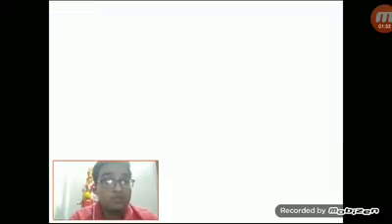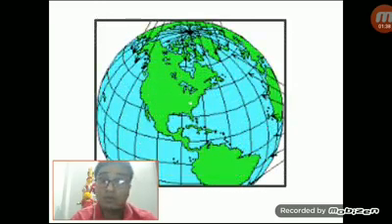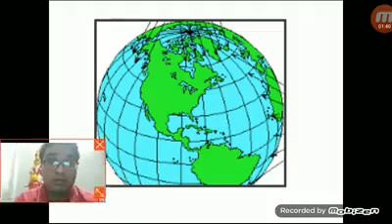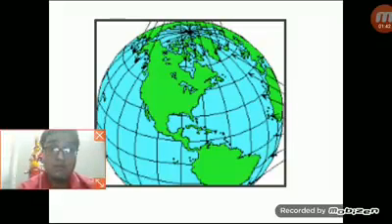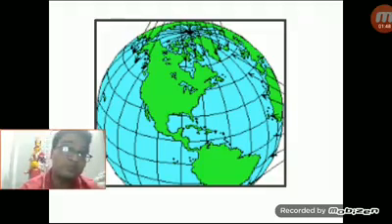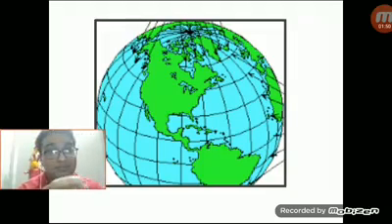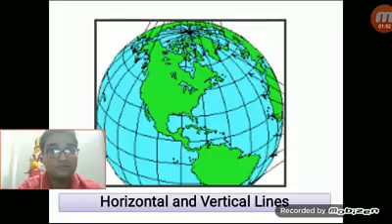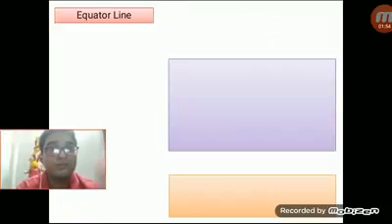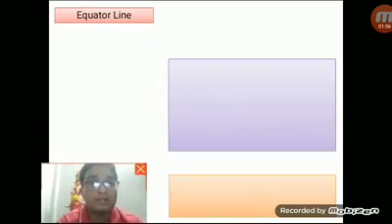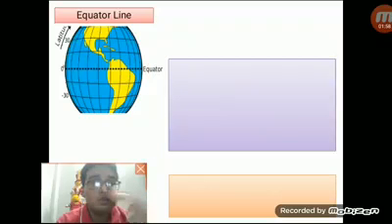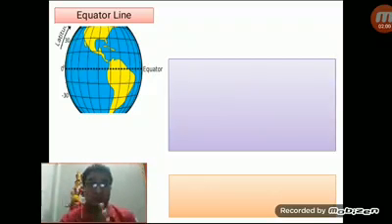Okay, so dear students, now I am going to show you a picture. So this is the picture of the world map, and here we can see some horizontal and vertical lines. Basically today I am going to describe these horizontal lines and vertical lines. First of all, the equator line. So this is the picture of the equator line.